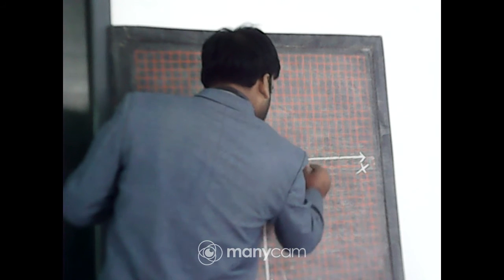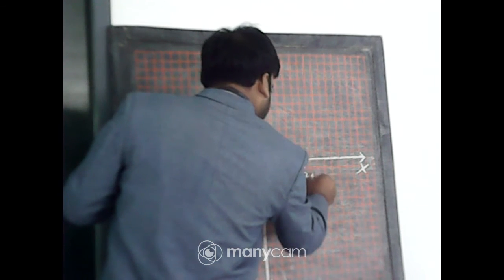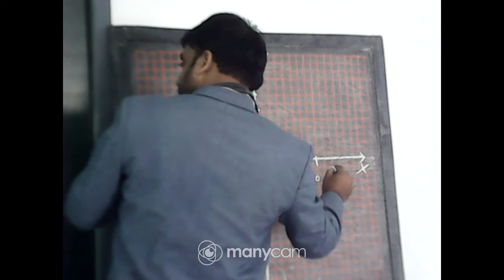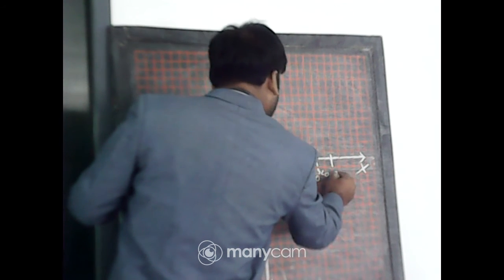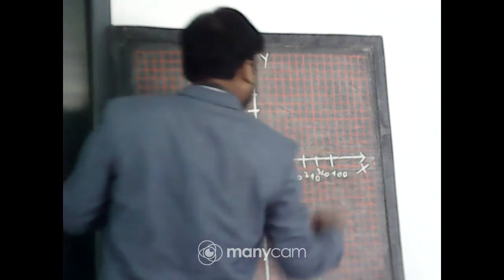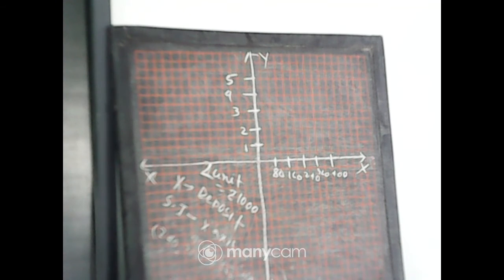160, 240, 320, and 400. I am denoting this along the x-axis. The simple interest like that, 80, 160. Between each of them, 80 and 160, 160 and 240, the difference is the same, so the distances are equal.